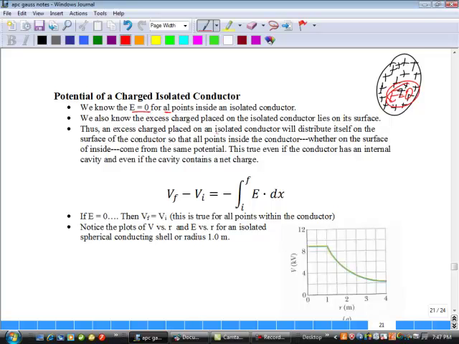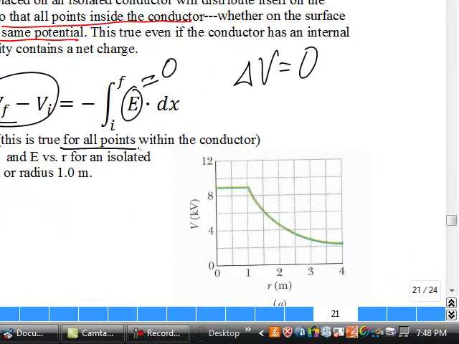So the excess electric charge on an isolated conductor will distribute itself on the surface of the conductor, and here's the important part, so that all parts inside the conductor are at the same potential. This is true even if the conductor has an internal cavity and even if the cavity has net charge. Where does this come from? If the electric field is zero inside of a conductor, what does this have to be? Well, hopefully you can see that the change in V has to equal zero. So if the change in V is zero, then VF equals VI, and so all points within the conductor are going to be at the same potential.